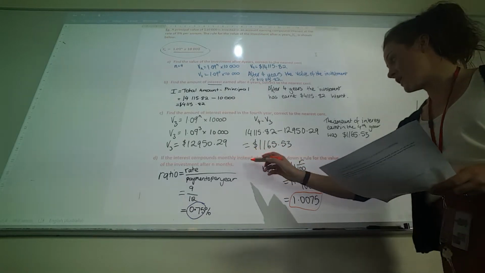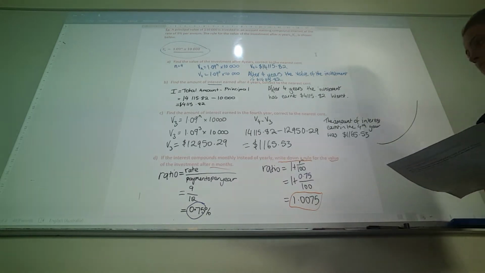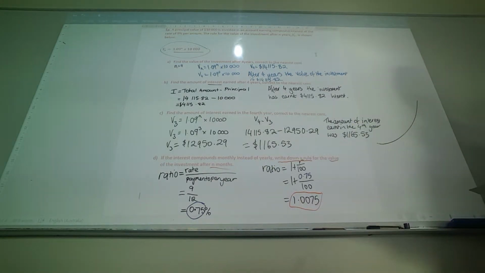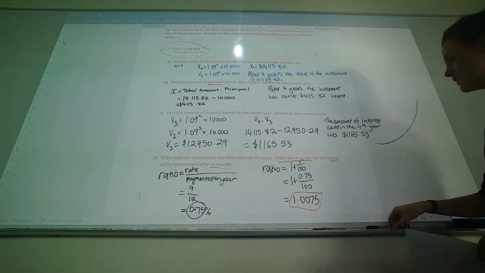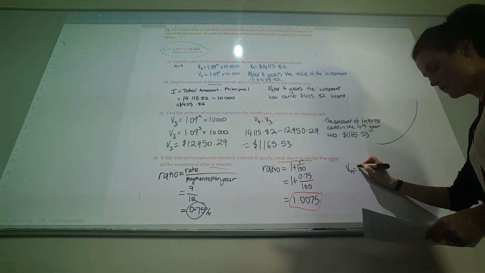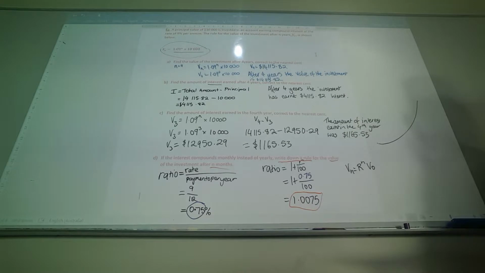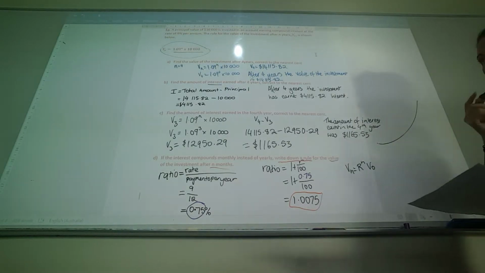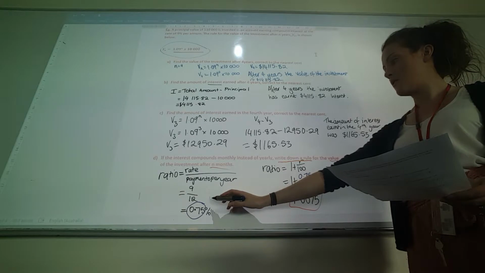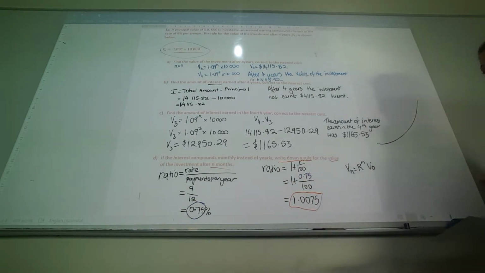Because the question's asking, write down a rule for the value after n months. So we still need to write our rule, which is in the form of this. Why do you have to do the first thing first, like the ratio? Because rate over payment, this bit. Or you could probably put it in there as one go, 9 over 12 over 100. You must have that 12, otherwise you'll get the wrong answer.